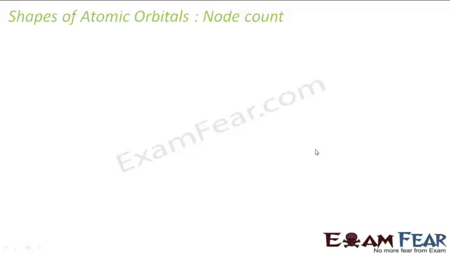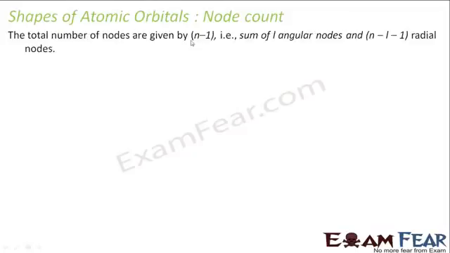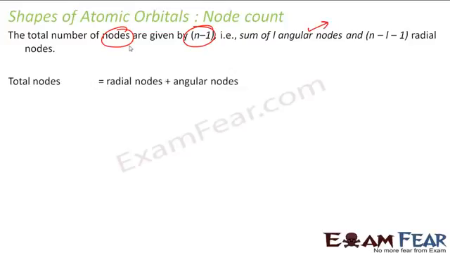Let's check the node count once again. The total number of nodes is given by n minus 1. That is nothing but the sum of angular nodes and radial nodes. Let's see how we got this.